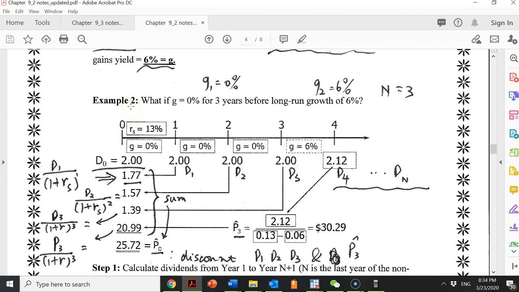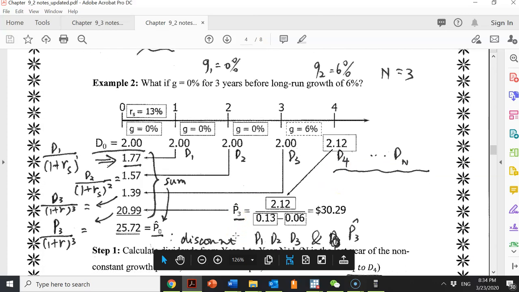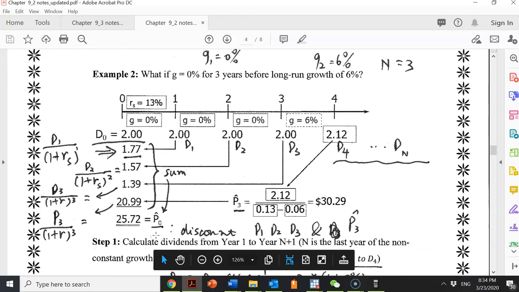Try to work 3 steps for this example 2. Step 1, you still need to figure out what D1, D2, D3, and D4 are. Step 2, you calculate P3. Step 3, you calculate P0. We're going to talk about the solutions in the next video, but you could work on this question yourself before looking at the answers. All right, I'll talk to you in the next video.